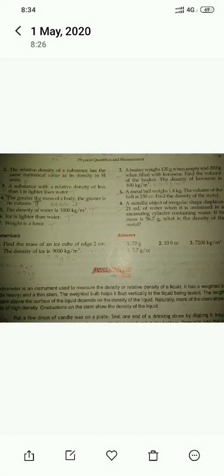You can see other two examples also, example 1 and example 2. Just go through these examples also. Now let us come to the numericals from your exercise. See the first numerical. Find the mass of an ice cube of edge 2 centimeter. The density of ice is 9000 kg per meter cube. See the question carefully. You have to find out the mass. Edge is given 2 centimeter and density is given in kg per meter cube. Now because density is given in kg per meter cube, you should find out the volume in meter cube, right?